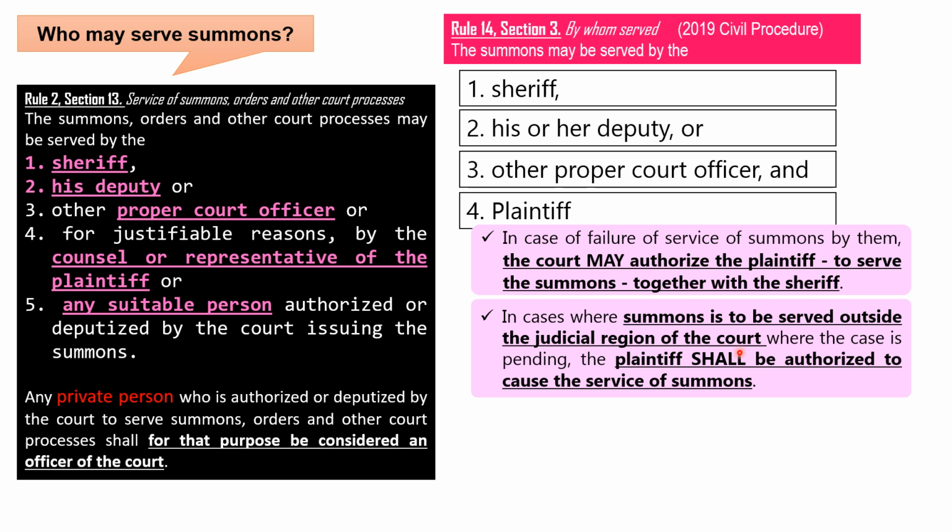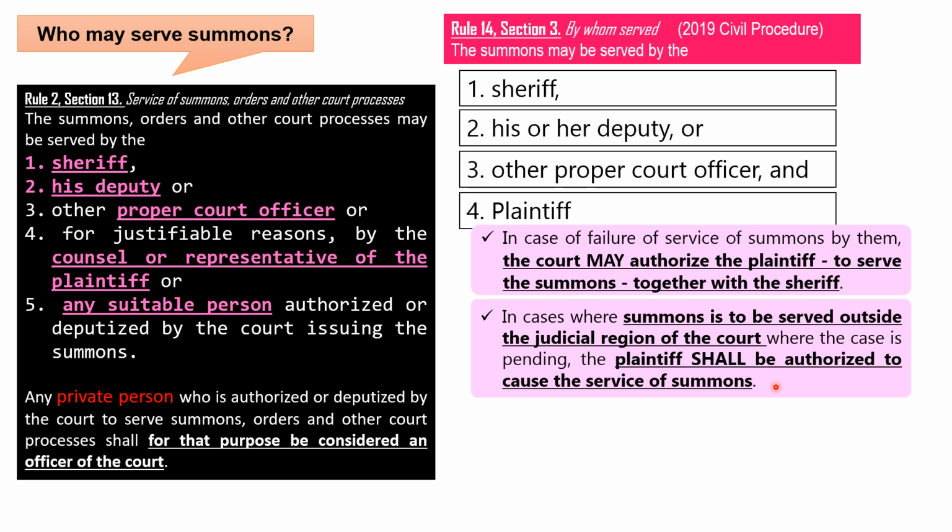So let us just say that you have a case pending in Metro Manila, that is the National Capital Judicial Region, but your defendant is in Baguio. So definitely he is outside the National Capital Judicial Region. So in that case, ano ang sinasabi ng 2019 amendments? The plaintiff shall be authorized to cause the service of summons. Take note, the word used is the plaintiff shall. The plaintiff shall be authorized to cause the service of summons, and this time, wala nang kasamang sheriff.